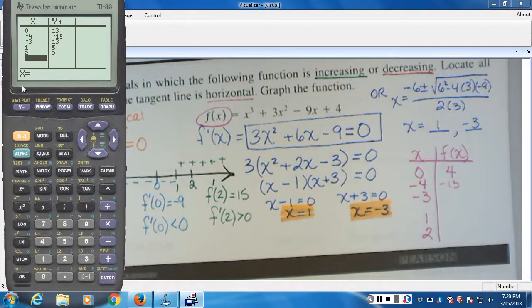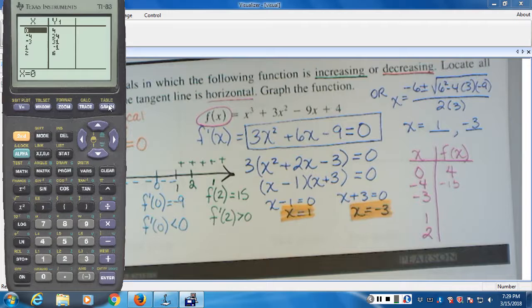Excuse me? Did you plug in the function or the derivative? No, I messed up. I see where I messed up. I didn't get my x. I clicked it, but it didn't take.